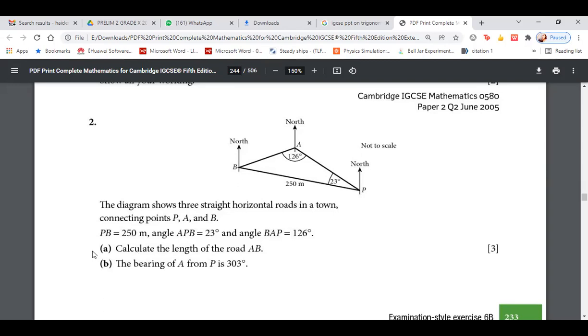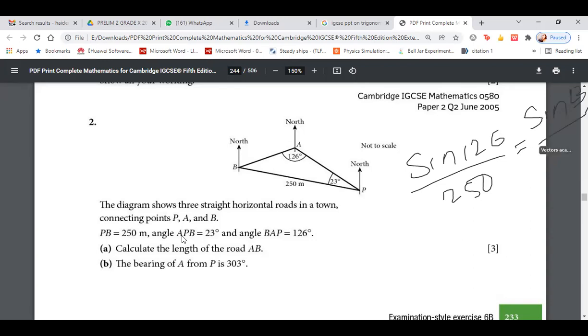So quickly use the sine rule and solve question 2A. How will it be? Sine of 126 upon 250 is equal to sine of 23 upon AB.